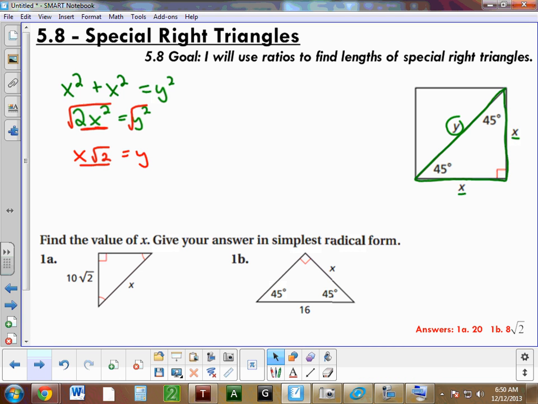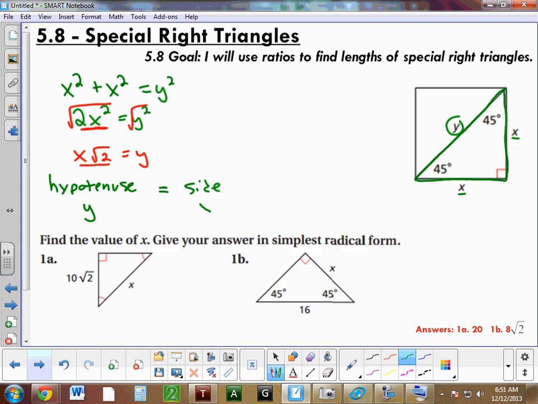because all 45, 45, 90 triangles are similar, it looks like the hypotenuse, which is y, is going to equal the side, which is x, times the square root of 2. So no matter what, any 45, 45, 90 triangle should be similar. So this is a relationship that comes up in trigonometry a lot. I know that seems kind of random that we're just doing it here, but that's why we're showing why it's true.